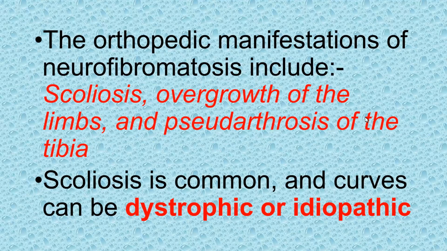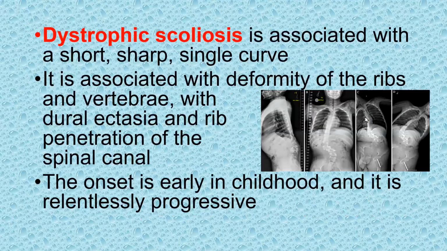Dystrophic scoliosis is associated with a short, sharp, single curve. It is associated with deformity of the ribs and vertebrae, with dural ectasia and rib penetration of the spinal canal. The onset is early in childhood, and it is relentlessly progressive.